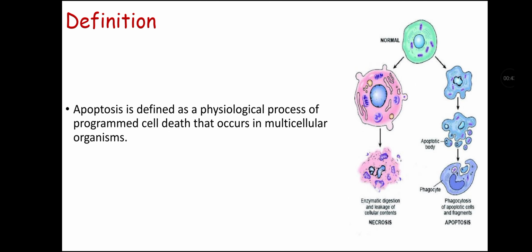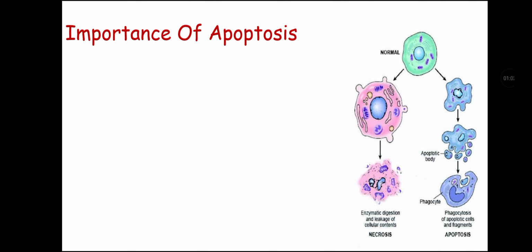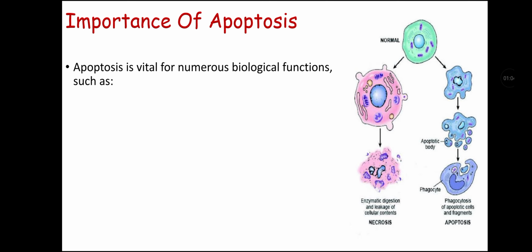Definition: apoptosis is defined as a physiological process of programmed cell death that occurs in multicellular organisms. It involves a sequence of controlled steps leading to orderly dismantling and removal of the cell without triggering an inflammatory response like in necrosis. Importance of apoptosis.